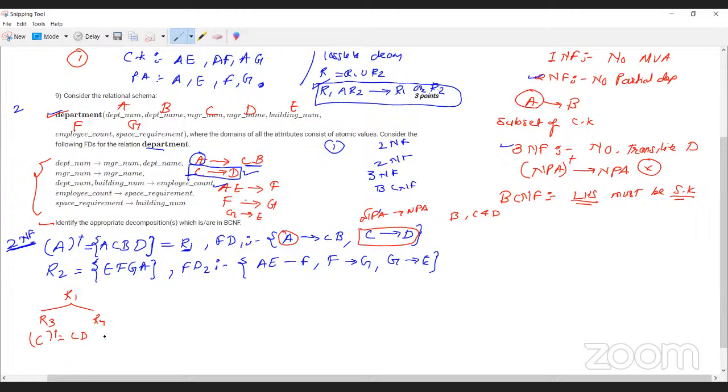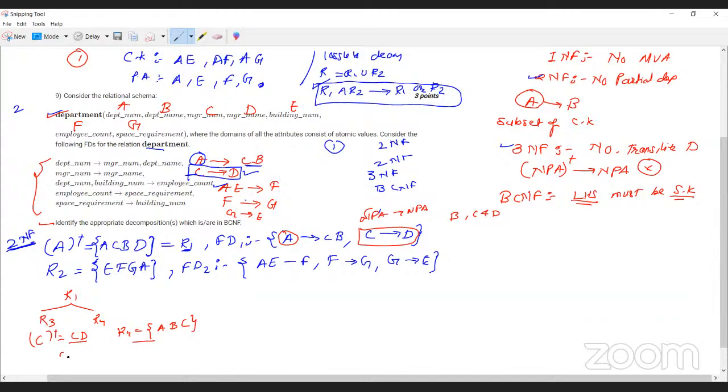What should be my R4 in order to have a lossless decomposition? AB must be there. Should I add C or D here in the R4? The intersection should be a key of any of the attributes, right? So if I add C here, then R3 intersection R4 will give me C. Okay, so this is my R3, this is my R4.